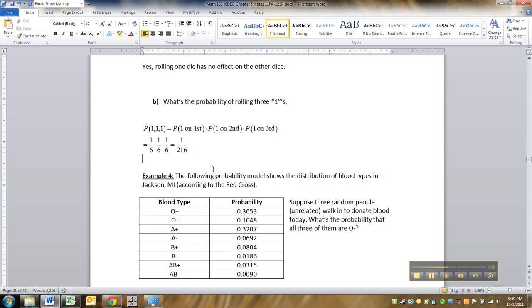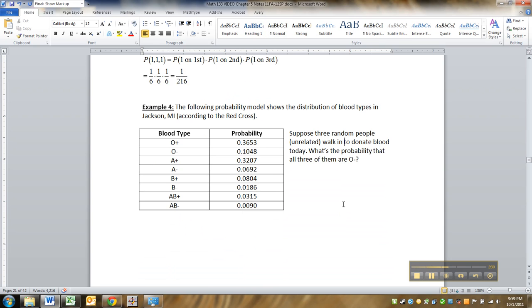Suppose 3 random people, totally unrelated, walk in to donate blood. What's the probability that all 3 of them are O negatives? All right, well, first of all, let me just mention, why am I dealing with the unrelated thing? So let's note, right? Random, unrelated people is to ensure independence.